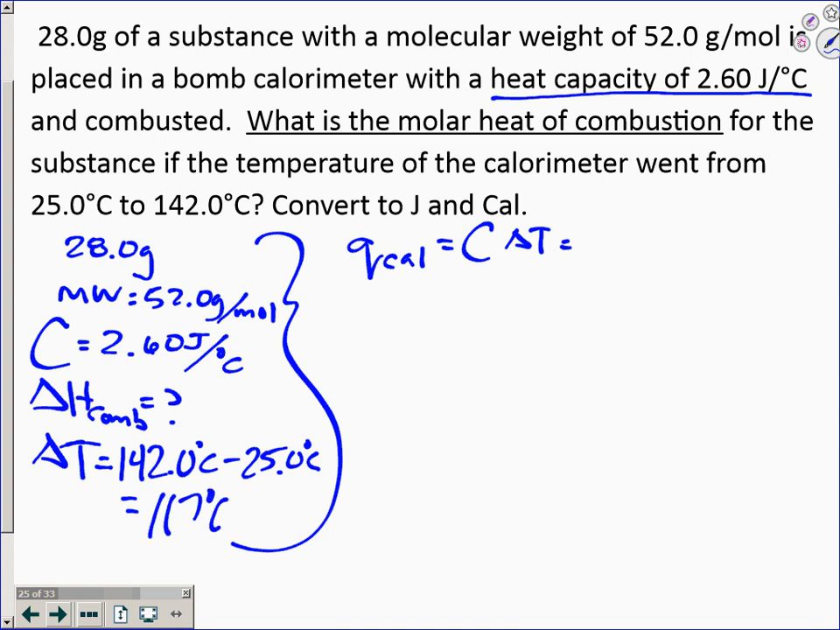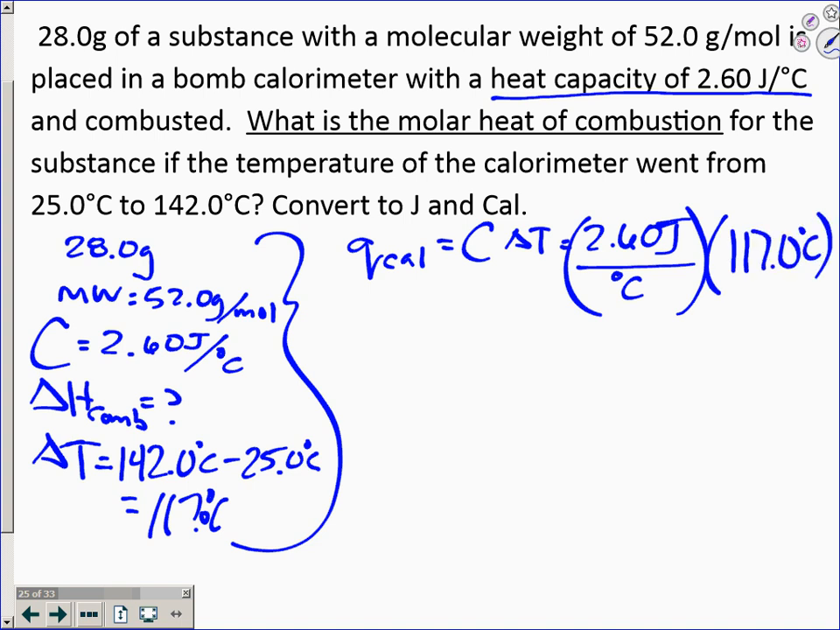117 degrees Celsius. Okay? So what's our big C? 2.60 joules per degree Celsius. And then our 117.0 degrees Celsius. So what is the calorimeter's heat absorption? What is it? 304.2 joules.